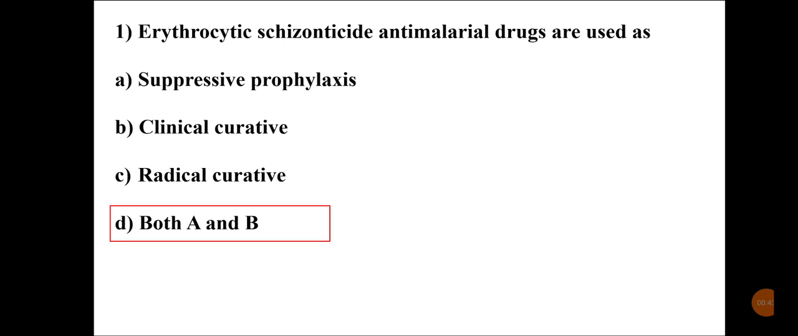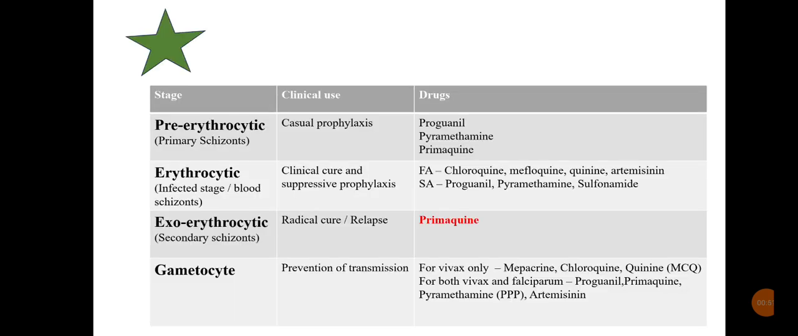So let's see some discussion about this, like what are the different sites and all. Here are the different stages of the malaria cycle. There are four main stages: pre-erythrocytic, erythrocytic, exoerythrocytic and gametocyte, right? These are the stages, and what are the drugs acting on them and what is the clinical use of each stage. In pre-erythrocytic, that is only causal prophylaxis, right? And what are the drugs acting on it? These are proguanil, pyrimethamine and primaquine, right?